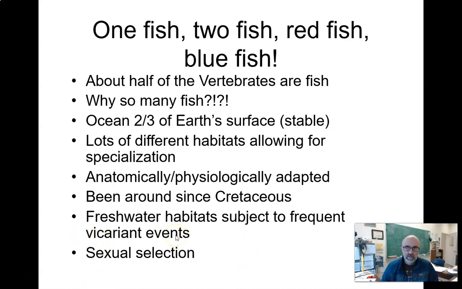Vicariant events. These are events which take a habitat and split it into two, and take one population and split it into two. And we talked about the idea of allopatric speciation being the most common type of speciation. So these vicariant events do end up splitting populations and leading to allopatric speciation. And sexual selection is also very important in fishes. It's kind of a difficult concept to think how that would work, but because speciation is related to the evolution of reproductive isolating mechanisms, if an animal is really cued on sexual selection, a small change could lead to a totally different reproductively isolated population.